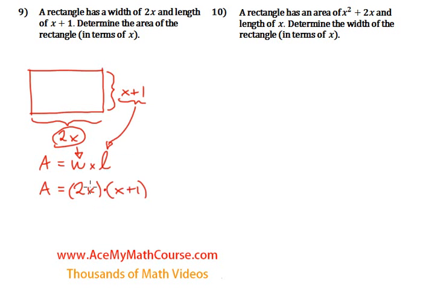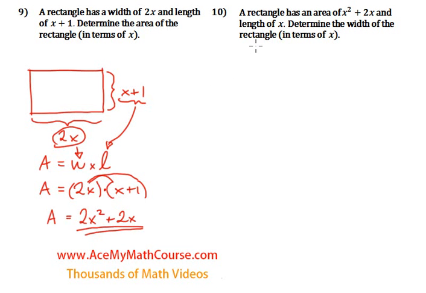Great, so we have 2x times x plus 1. So what do we need to do? We can distribute the 2x. 2x times x is 2x squared, and 2x times 1 is just 2x. So the area is 2x squared plus 2x. And that's as far as we would go.